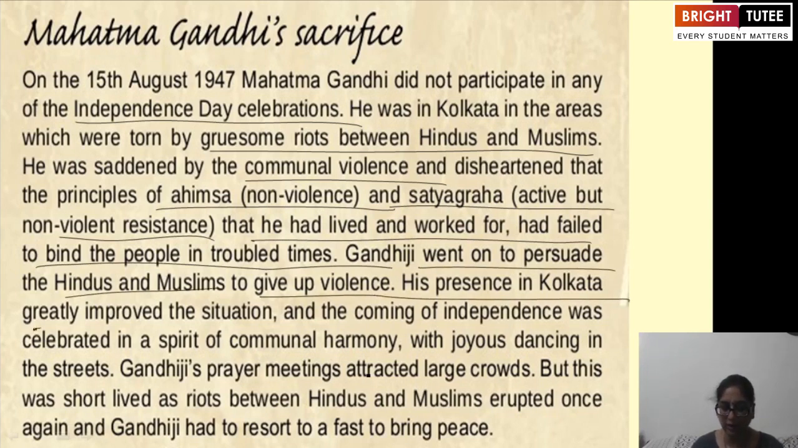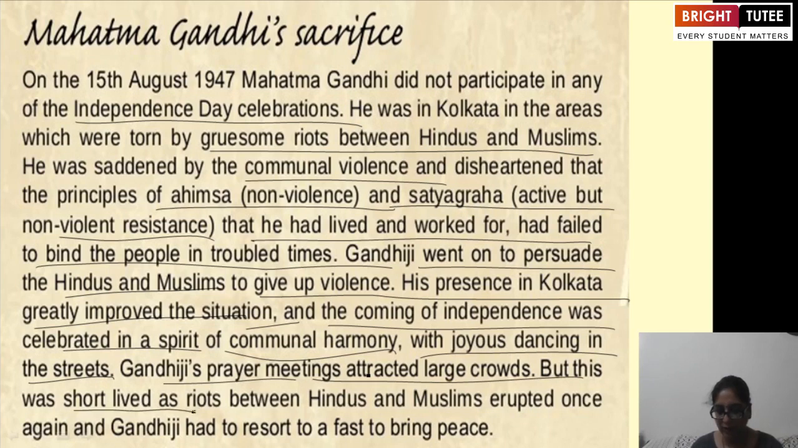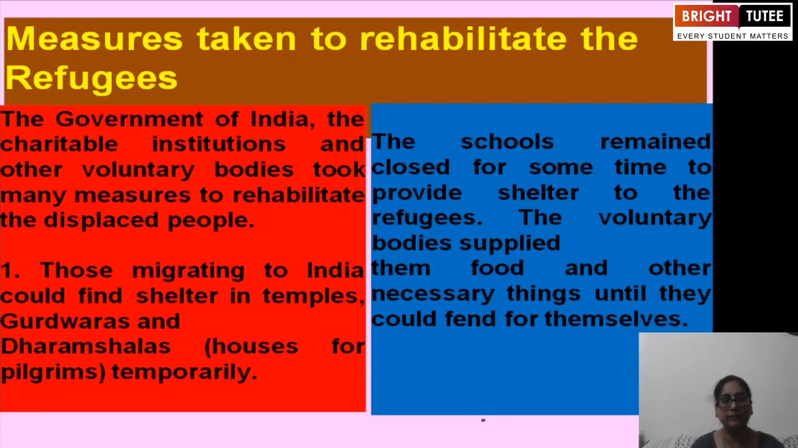His presence in Kolkata greatly improved the situation, and the coming of independence was celebrated in a spirit of communal harmony with joyous dancing in the street. Gandhiji's prayer meetings attracted large crowds, but this was short-lived as riots between Hindus and Muslims erupted once again, and Gandhiji had to resort to a fast to bring peace.